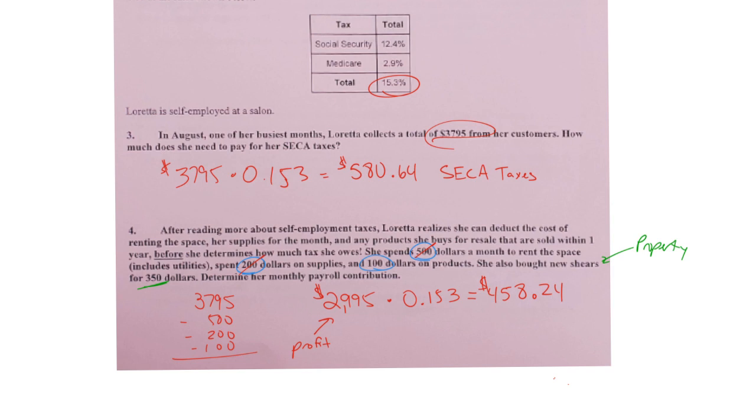Which is kind of good. Save money. It's called tax avoidance. We're trying to avoid paying as much taxes as we can. That's not illegal. Tax fraud is illegal, lying about it. But avoiding taxes by legal deductions is not.